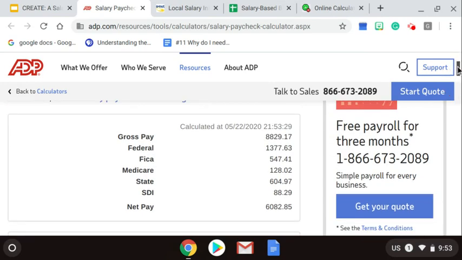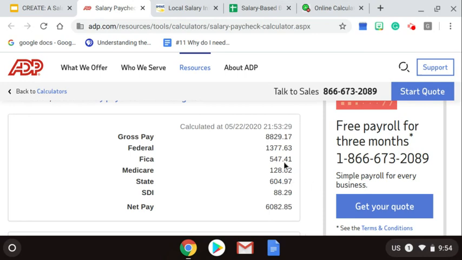Here we go. Okay, so your gross pay, this is what you make a month. You make $8,829. But then the federal national government is going to take out 1,300 of that. FICA is Social Security, 547. Medicare. Then you have the state of California, which has pretty deep taxes. You have disability. Okay, so this would be your net.